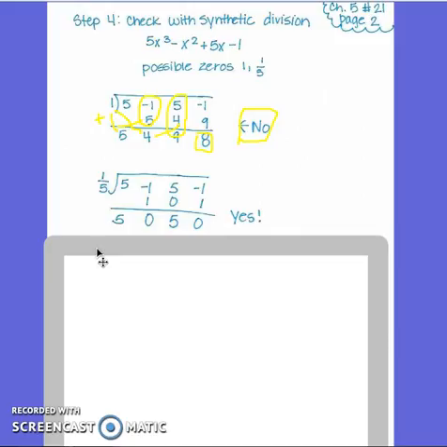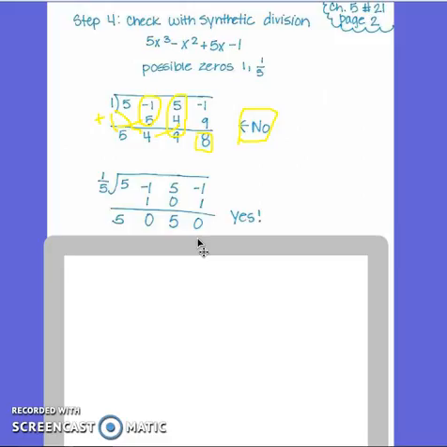using those same coefficient numbers, so we can check them. I'm going to bring my 5 down. 1/5 times 5 is 1. Add these together, 0. 1/5 times 0 is 0. 5 plus 0 is 5. 1/5 times 5 is 1. -1 plus 1 is 0. Yes, it does work. So 1/5 is a real 0 of our function. Okay?